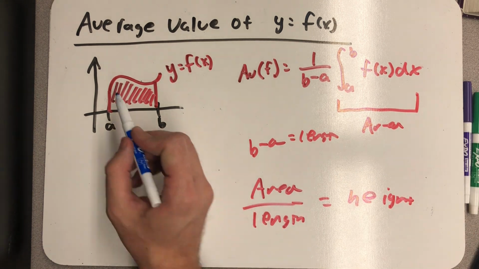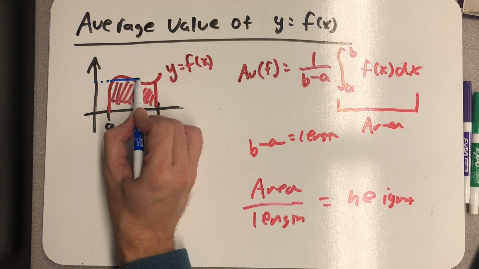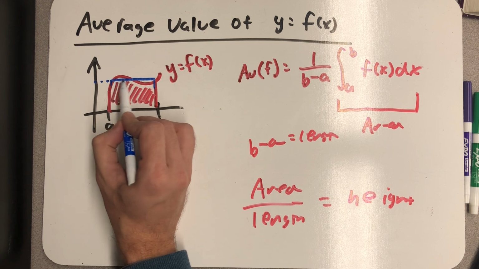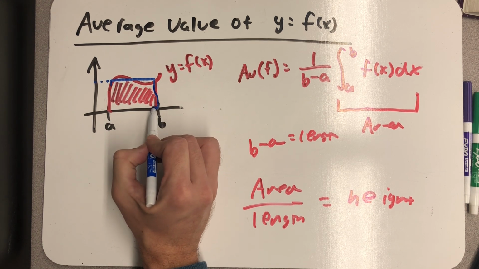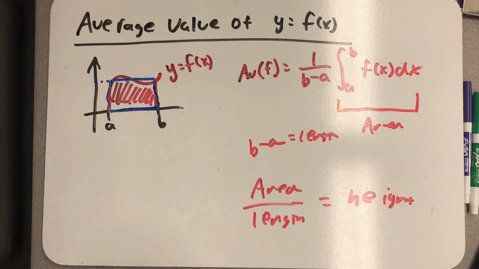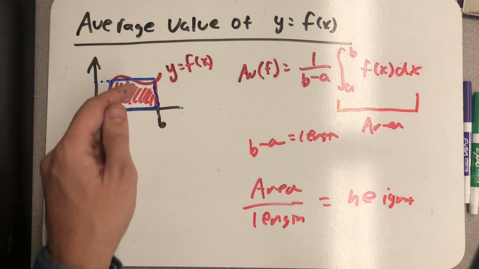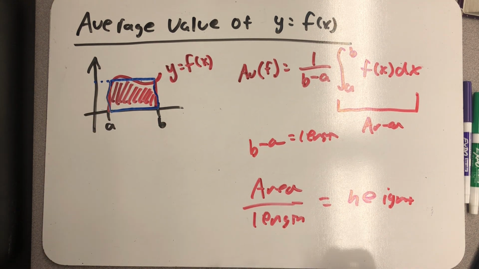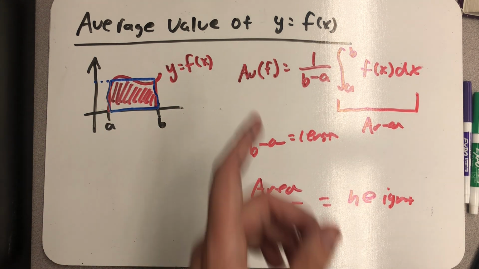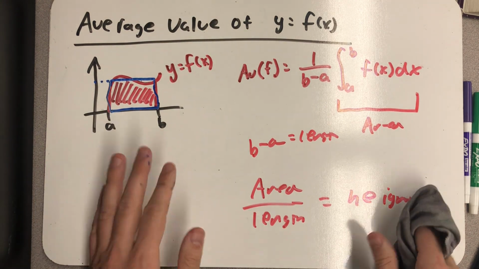which I could imagine being here. So this rectangle I'm drawing, I'm claiming, has the same area as what's in red, making this the average height of the function, right? Those rectangles match up, so the heights must average out. All right, so that's the intuitive understanding of what that average value is doing.